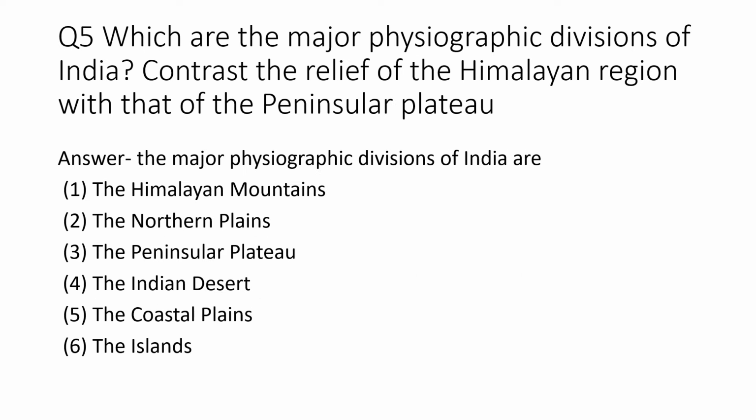Question number 5. Which are the major physiographic divisions of India? Contrast the relief of the Himalayan region with that of the peninsular plateau. So we have to contrast, we have to differentiate between the relief of the Himalayan region and the peninsular plateau. First part is major physiographic divisions. Answer is, the major physiographic divisions of India are the Himalayan mountains, the northern plains, the peninsular plateau, the Indian desert, the coastal plains and the islands.